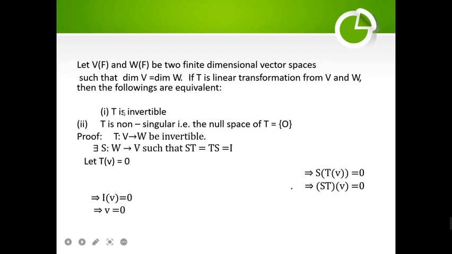If T is a linear transformation from V to W, then the following are equivalent: T is invertible, T is non-singular, that is, the null space of T is the set containing only 0. We have to prove that T from V to W is invertible: there exists S from W to V such that ST = TS = I. Let T(v) = 0, then v = 0, and we can conclude that the null space is zero.